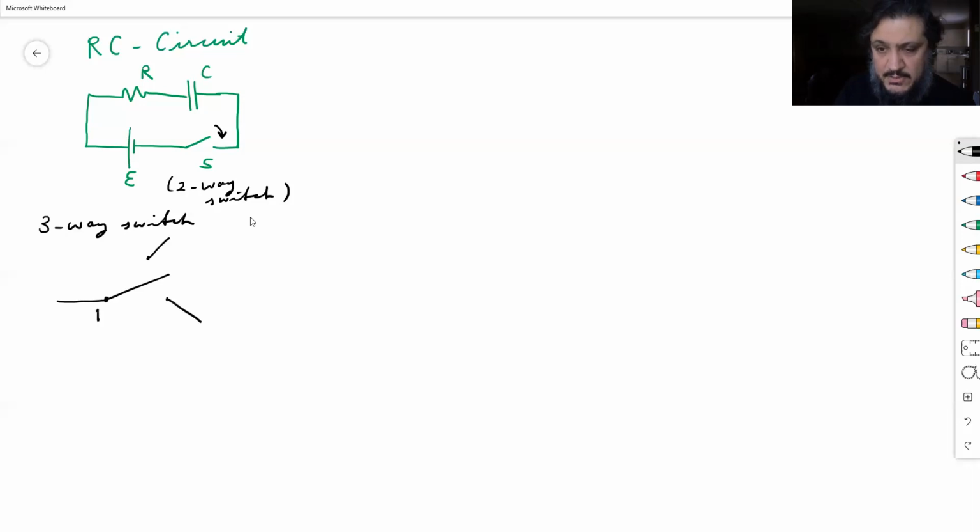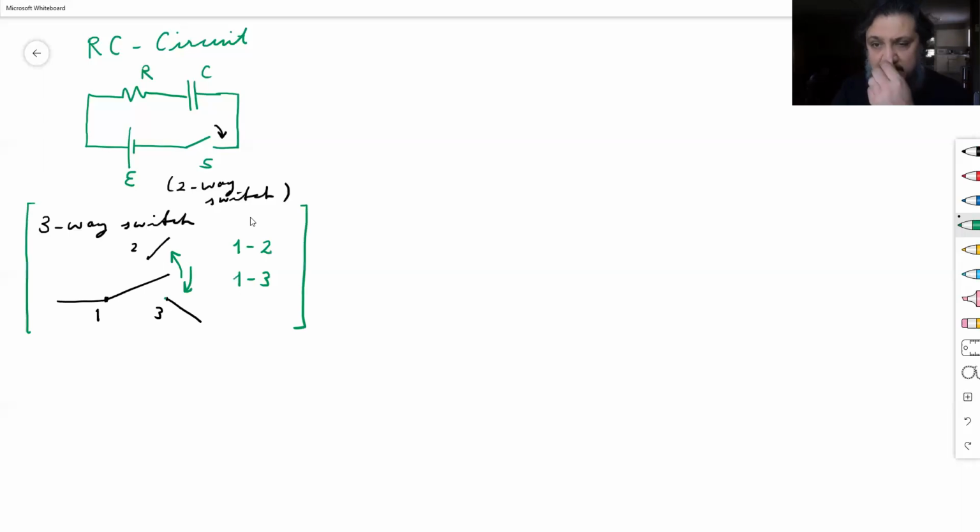Okay, points 1, 2, and 3. So you could move it this way or that way. So you could either have points 1 and 2 connected, or points 1 and 3 connected. Okay, that's what I mean by a three-way switch. If you wish, call this two-way switch, and the other one will be one-way. It's just definition. But we'll need this later. I'm going to show you why.